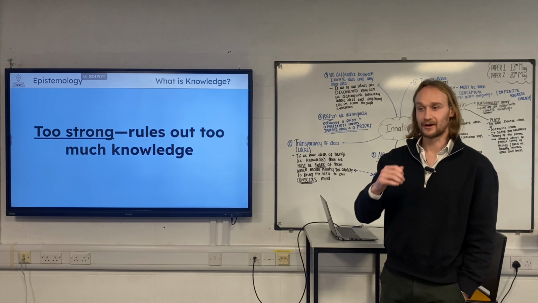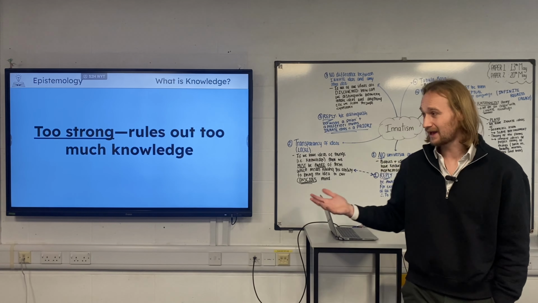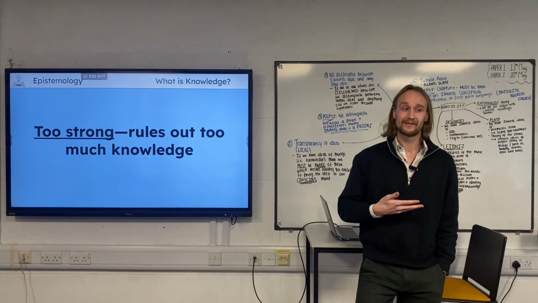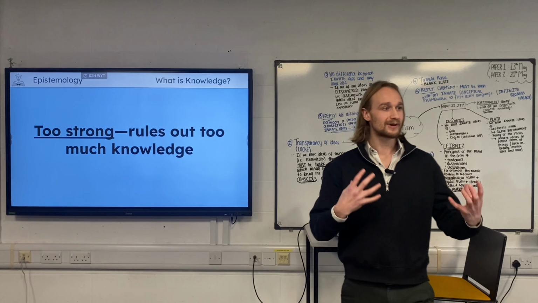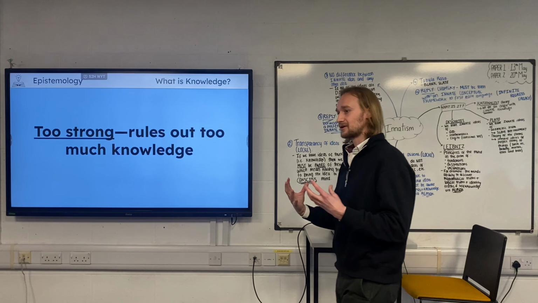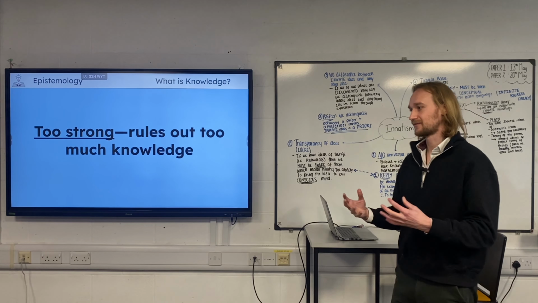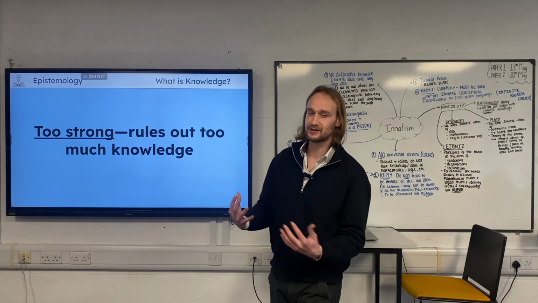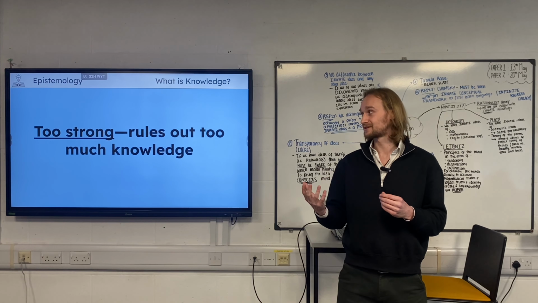The problem with that, though, is that it's just too strong. It rules out probably about 90%, 99% of our knowledge base. Because there's always going to be elements in our knowledge base where there could be some justification that could potentially be false. We're all philosophers. We know that there is criticism of everything.